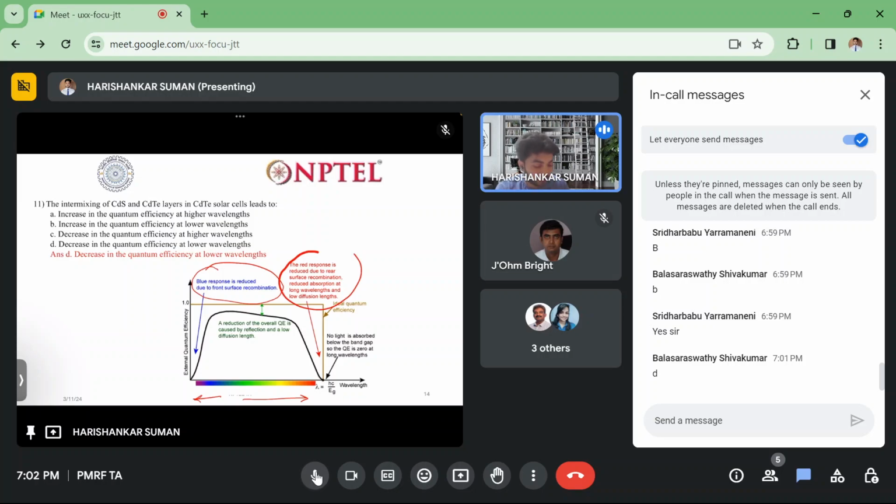This is the quantum efficiency curve with wavelengths. These are the three reductions in quantum efficiency. First is blue, then in between a reduction of the overall quantum efficiency caused by reflection and low diffusion length. And third is the red response.